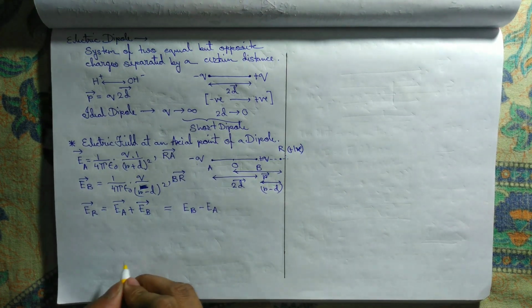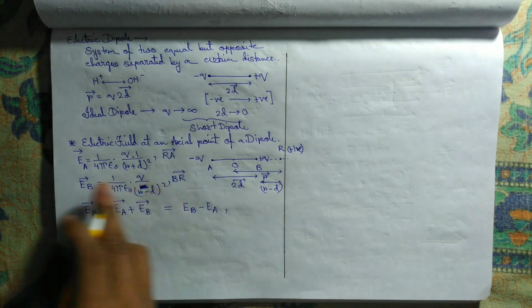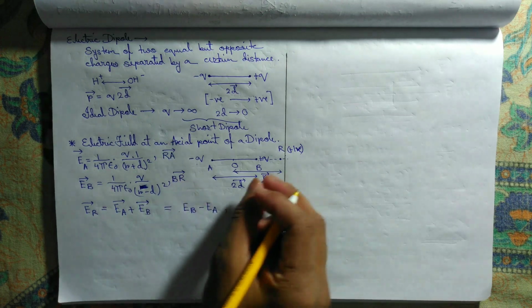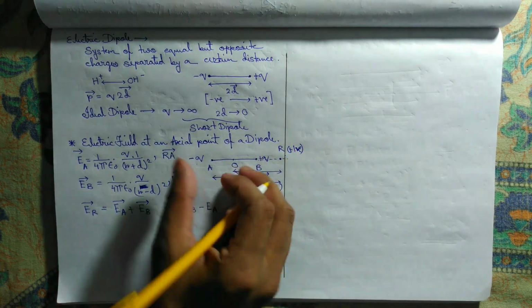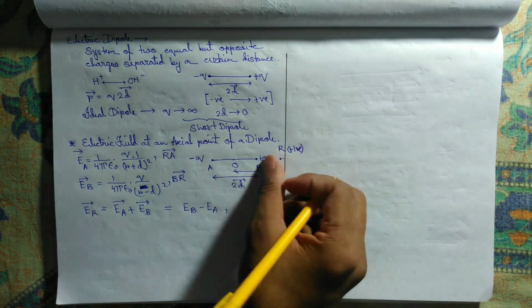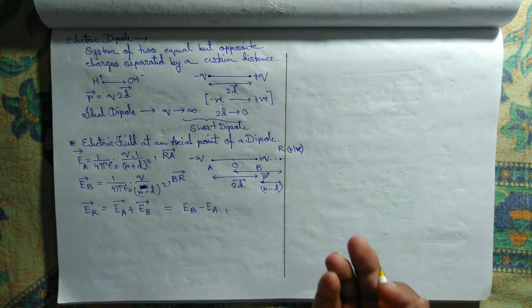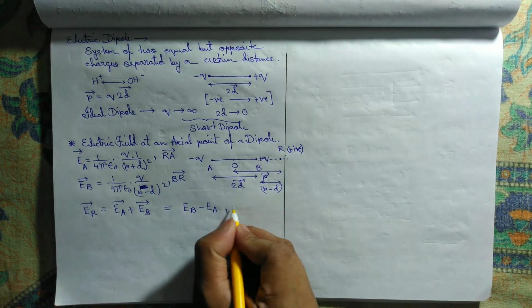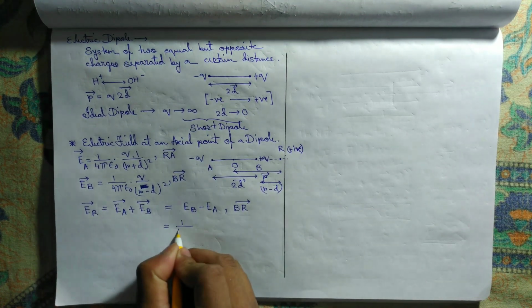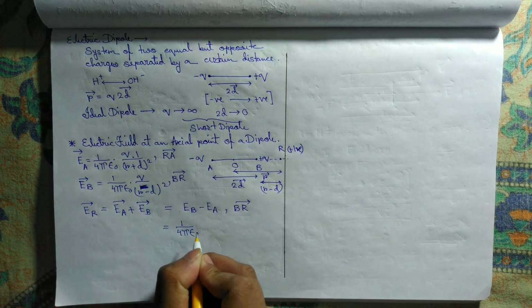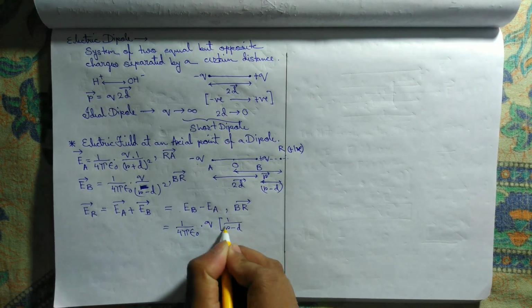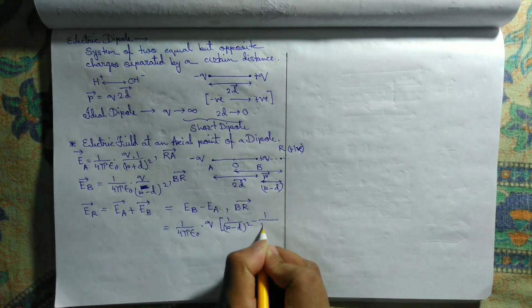And what will be the direction? The direction will be along B to R, because minus q will attract and plus q will repel, but plus q will repel more because the distance is very low here. So it will be in the direction of B to R. And what will be the value? It will be 1 by 4 pi epsilon naught. We can take it common, q also common, and 1 by (r minus d) whole square minus 1 by (r plus d) whole square.